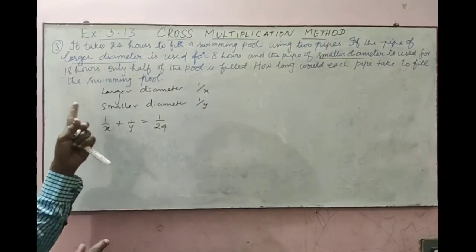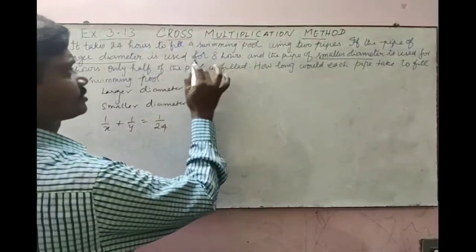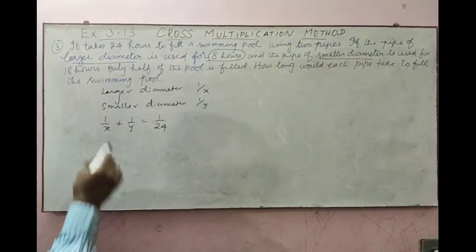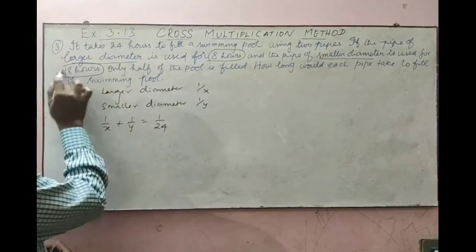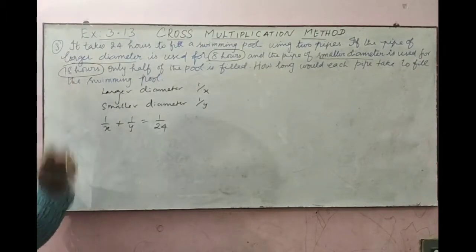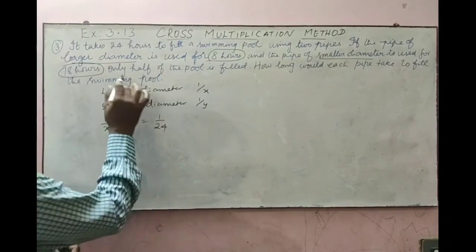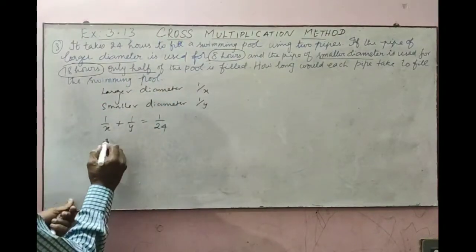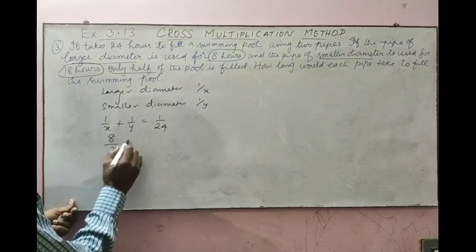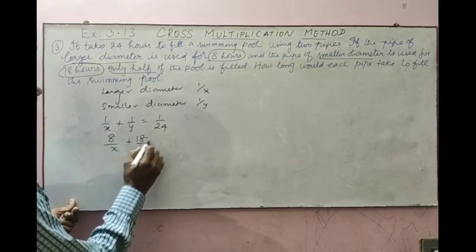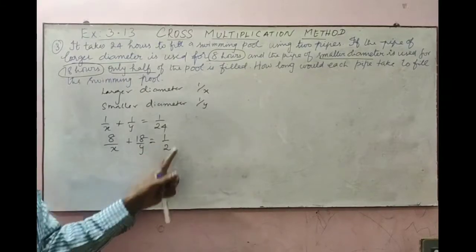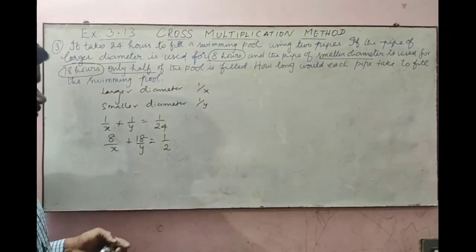Then the second equation, 8 hours. The larger diameter pipe takes 8 hours to fill, and the second one, the smaller, takes 18 hours to fill, even though they fill half of the pool. So 8 by x plus 18 by y equal to 1 by 2. So half of the pool, so I am going to take this as 1 by 2.